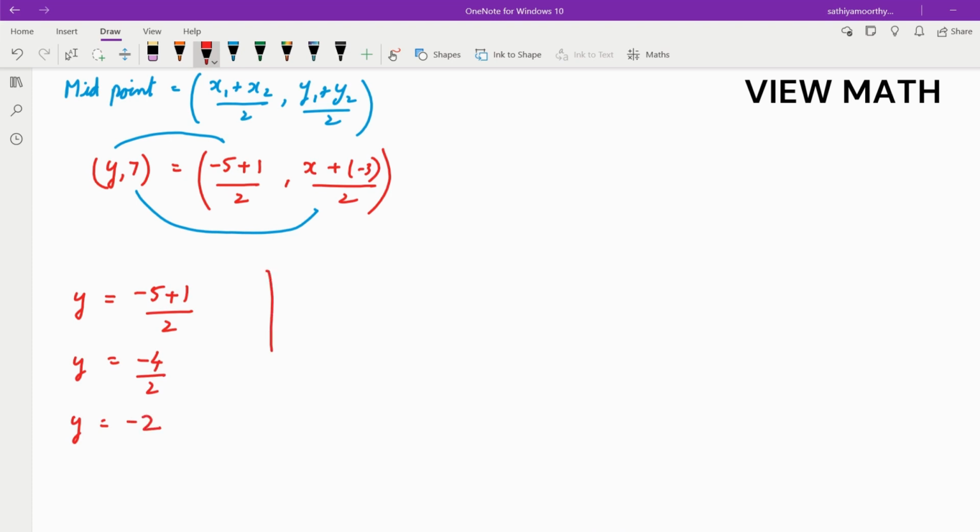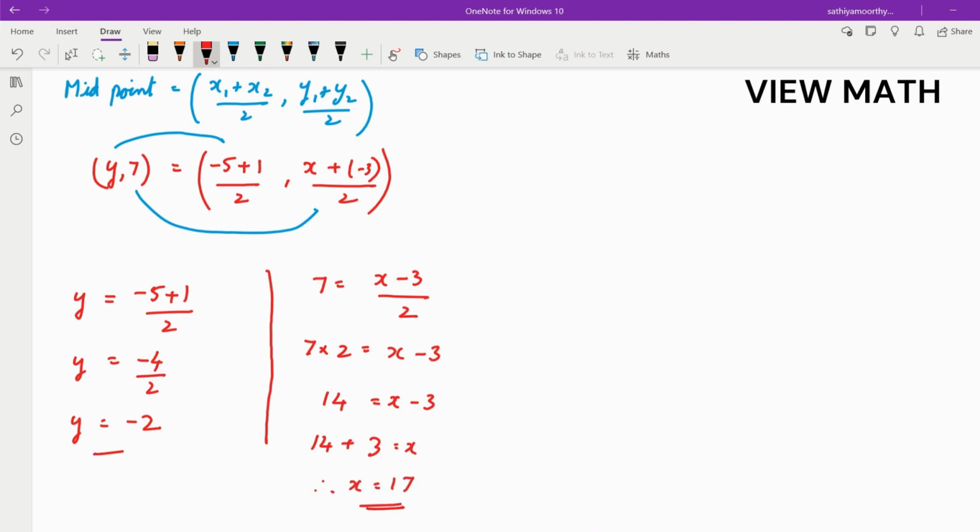Now let me equate the y coordinate. 7 is equal to (x minus 3) by 2. So now bringing 2 to the other side, 7 into 2 is equal to x minus 3. 7 into 2 is 14, is equal to x minus 3. 14 plus 3 is equal to x. Therefore, x is equal to 17. So we have found out the unknown values x and y.